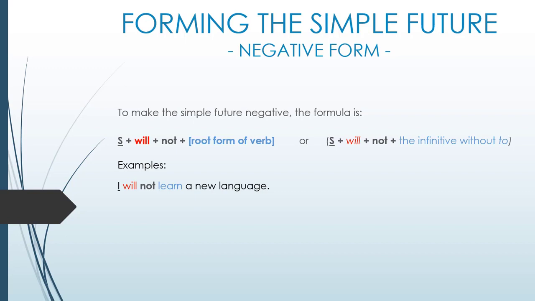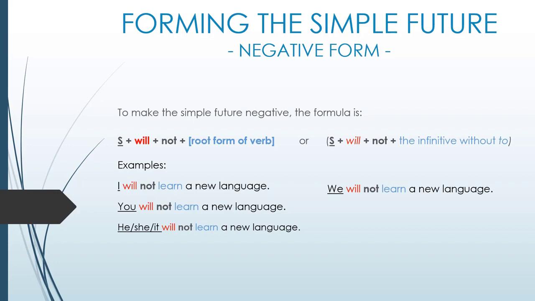Examples: I will not learn a new language. You will not learn a new language. He, she, or it will not learn a new language. We will not learn a new language. You will not learn a new language. And in the end, they will not learn a new language.